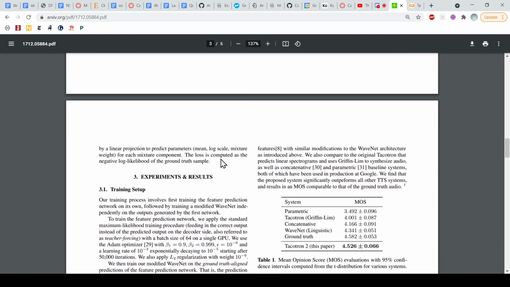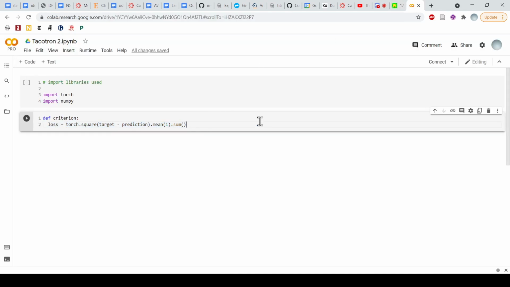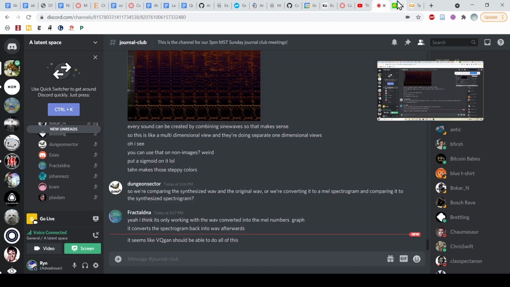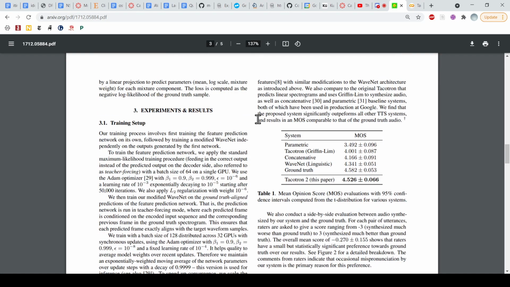And then the loss is computed as the negative log likelihood of the ground truth sample. So instead of doing something where you're subtracting one from the other, you're doing the negative log likelihood, which is the negative log of the likelihood, which could be like cross entropy stuff. I'm not exactly sure how this works in this instance, but the distinction between log likelihood and mean squared error is basically that one is dummy simple, and one is going to use logits and probabilities. So there's that. Okay, so they trained the feature prediction network on its own, then they trained the modified WaveNet independently on the outputs from the first network.